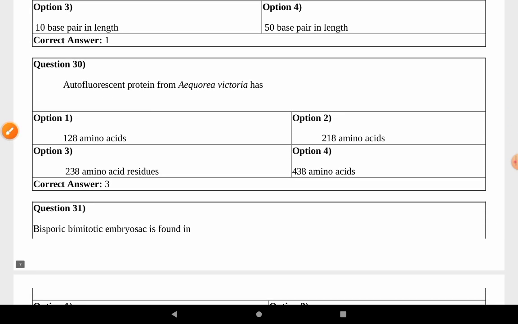Our next question is autofluorescent protein from Euphoria victoria has option 1 128 amino acids, option 2 218 amino acids, option 3 238 amino acids, option 4 438 amino acids. So the correct answer is option 3. Autofluorescent protein from Euphoria victoria has 238 amino acids.